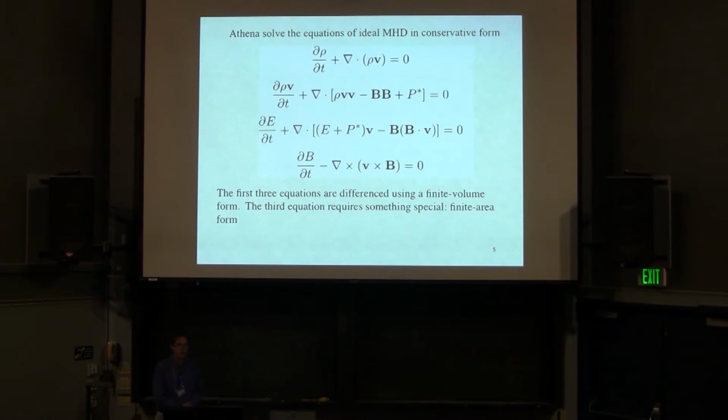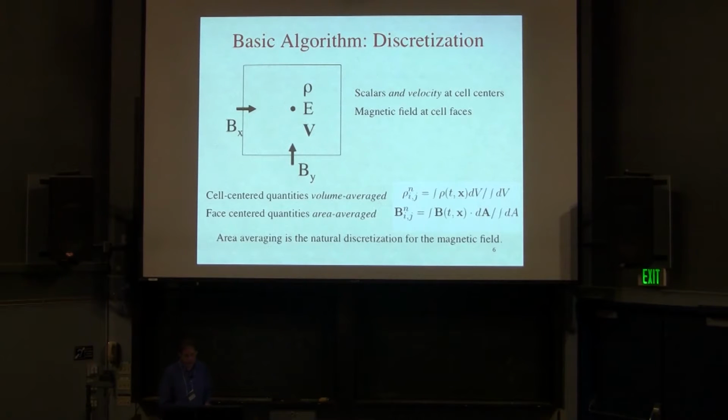Okay, so let's start at the beginning. Athena is solving the equations of ideal MHD in conservative form, meaning continuity, momentum, energy, and the induction equation. As you can see, they're all written in a form that looks like partial time derivative plus divergence of a flux equals 0. So those are definitions of conservation laws, all except the last equation, which instead of having a divergence has a curl, which immediately tells you that the discretization you're going to use for the induction equation has to be different than the discretizations for all the other equations, because it's not a divergence. It's not a conservation of a volume. It's a conservation of an area. Something special is going to be needed for the last equation.